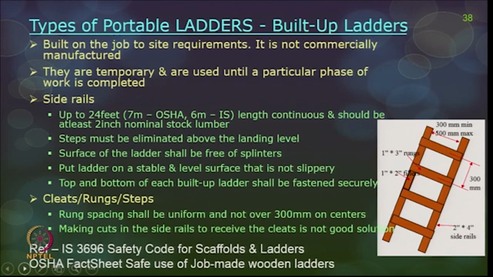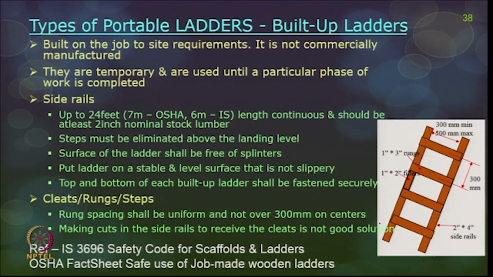Okay. So, this is a picture to show the built up ladder, and all dimensions are given here. The side rails are primarily up to 24 feet as given by OSHA, and 6 meters is the length as recommended by IS code. It can be continuous, and it should be at least 2 inches nominal stock lumber, so that it has sufficient strength. The steps must be eliminated above the landing level, so that people are not trying to climb above the landing or the top level from where the supports are there.